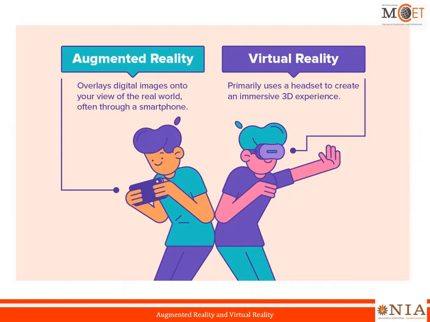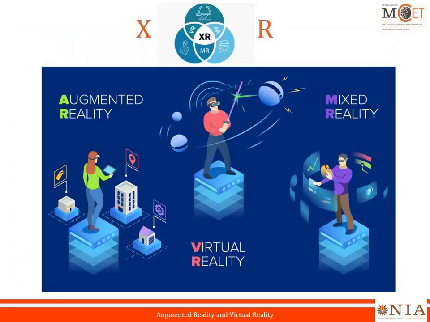So what is the difference between augmented reality and virtual reality? So augmented reality, as I said, it overlays the digital images into the view of a real world. That can be done only with the help of a smartphone. Whereas virtual reality, it is completely different from the real world. You'll be using a headset and you can view the 3D experience. Next one is XR. Mixed reality is one which is a combination of augmented reality and virtual reality. So, the AR, VR, and MR forms the XR.